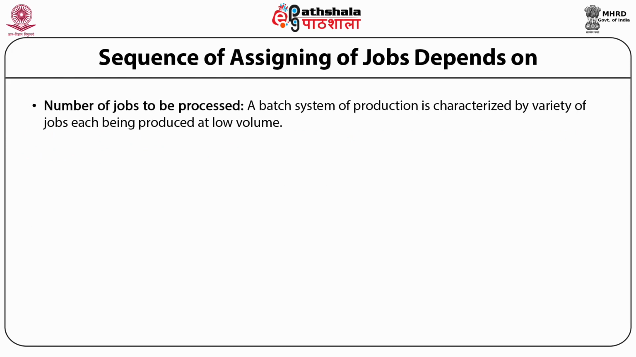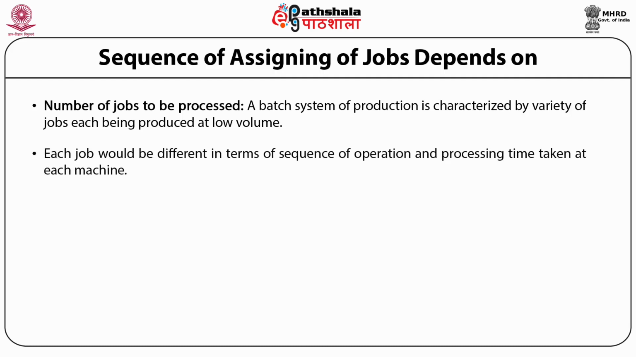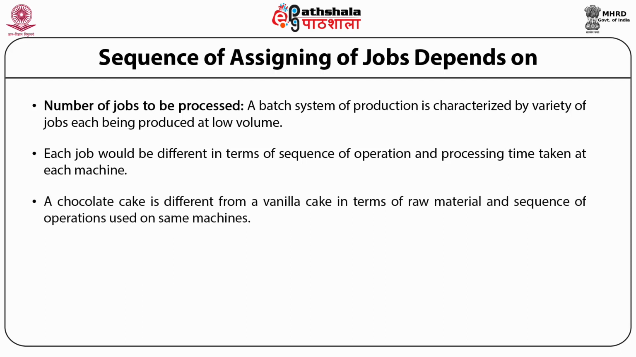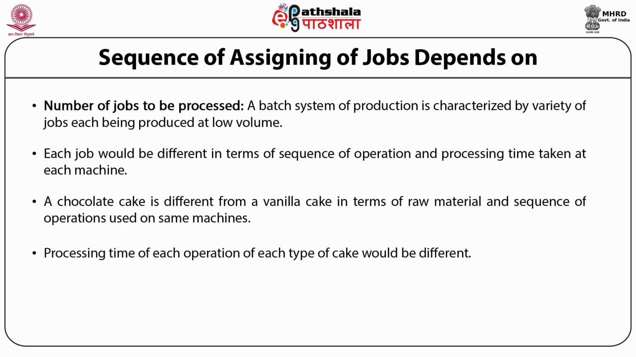A batch system of production is characterized by a variety of jobs, each being produced at low volume. Each job would be different in terms of sequence of operations and processing time taken at each machine. Cake manufacturing is an example of a batch system of production. A chocolate cake is different from a vanilla cake in terms of raw material and sequence of operations used on the same machine. The processing time of each operation of each type of cake would be different.